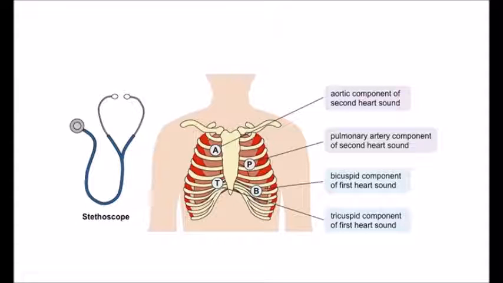Lastly, you can see one diagram is given. On one side you can see the stethoscope, and the ribs of the human body, then the heart, and the areas to check for the heart sounds. Here it is given for the aortic, pulmonary, bicuspid and tricuspid heart sounds, where you will check.